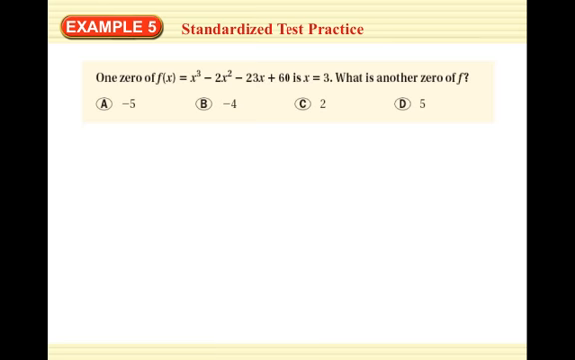All right, let's look at standardized test practice. One 0 of f of x equals x cubed minus 2x squared minus 23x is x equals 3. What is another 0 of f? Okay, zeros and factors are linked. Since we know x equals 3 is a 0, we know x minus 3 is a factor. So we're going to be able to use a very similar process to what we did. They're just telling us what k is here, and they're wanting us to take factors all the way down to zeros using the same process we just did.